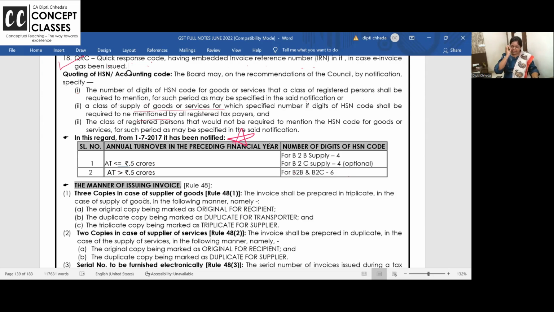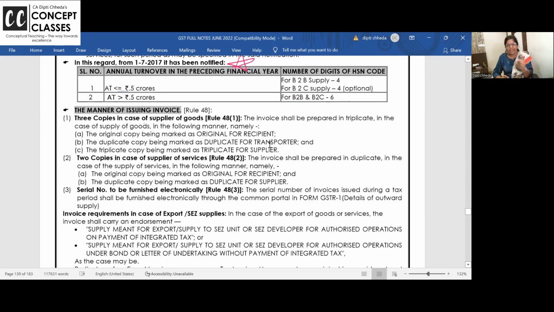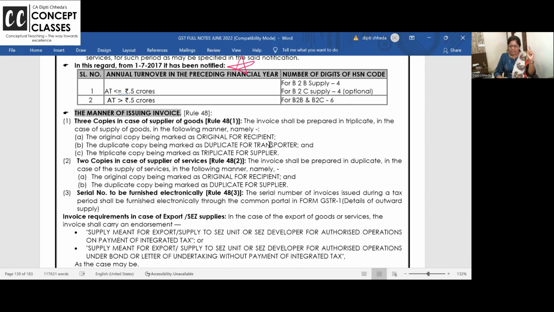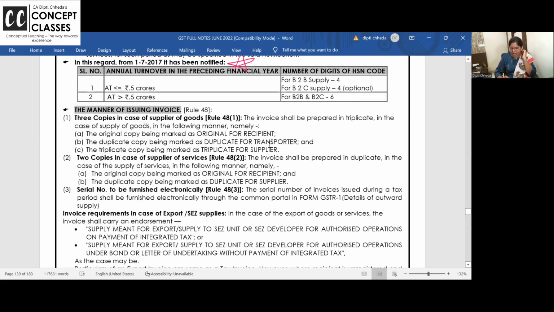HSN code is clear. Now tax invoice कब issue करना है? When? Time limit 30 days, 45 days, all is clear. HSN code क्या रखना है? Clear. And now the last one for invoices. How many copies of invoice? It is supply of goods, triplicate. Original for the recipient, duplicate for the transporter, triplicate for the supplier.